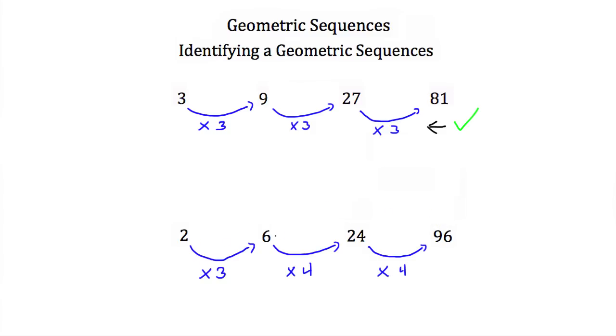Now notice that in this sequence, the numbers are not being multiplied by the same number each time. So this sequence here is not a geometric sequence, because first we multiply by 3, but then we multiply by 4. And for it to be a geometric sequence, this has to be the same number each time.